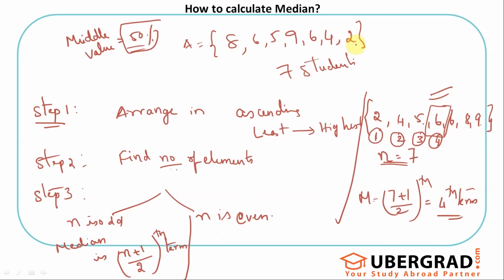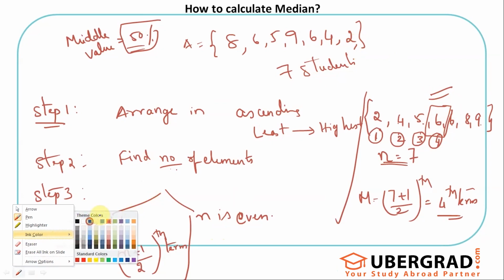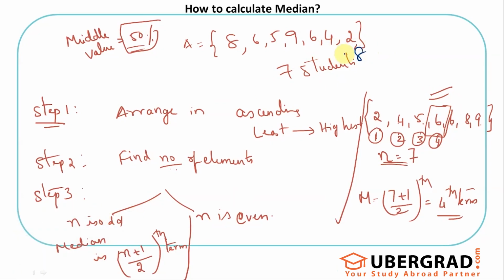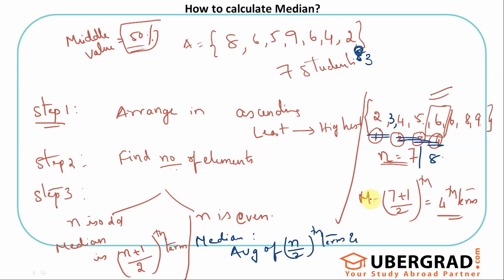What should I do when n is even? For the sake of calculation, let me add something. Let's add another 3. So what will happen when I arrange? It will be 2, 3, 4, and so on. So I have n as 8. n is even. If n is even, the median is the average of the n by 2th term and the next term, that is the (n by 2 plus 1)th term.